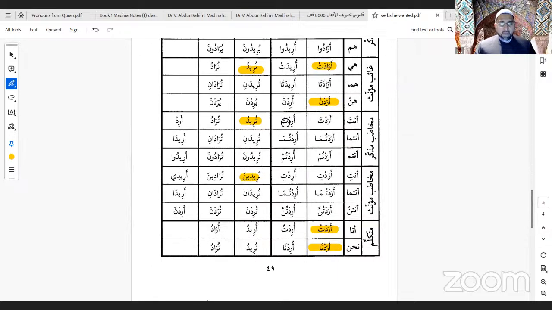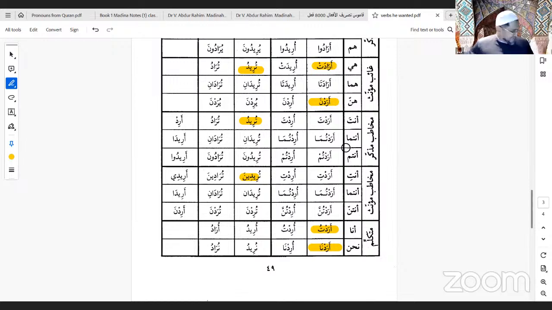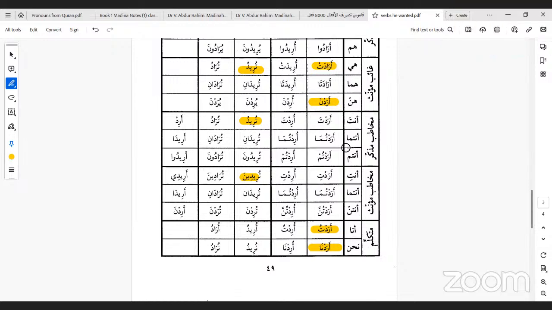Now this one here, are you able to explain to me what would be the amr for this? Arada yuridu. What is the amr? Arid. Why? Explain. Why or how? How and why? Both. Because you have to remove the first one, whether it is ta or ya, whatever, and the ending noon you have to remove.